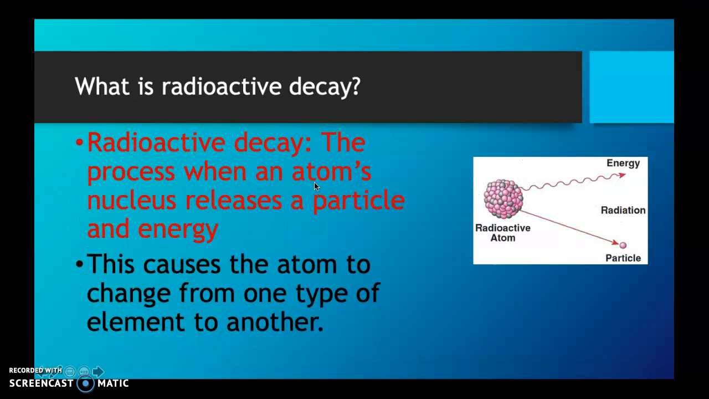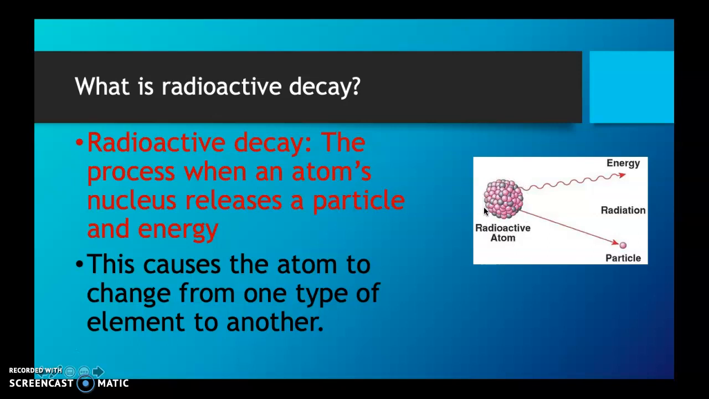So radioactive decay is what we call the process when an atom's nucleus does just that, when it releases a particle, and at the same time it also is going to release energy. This is what makes radioactive elements dangerous: it's the energy that they release that can cause damage to living organisms.